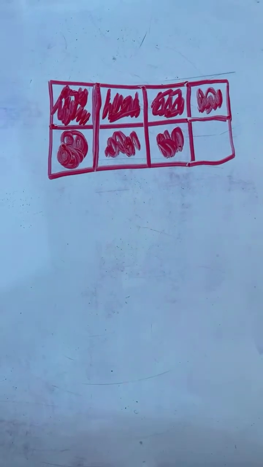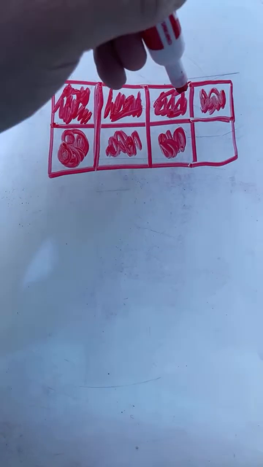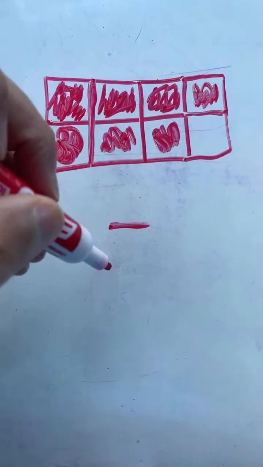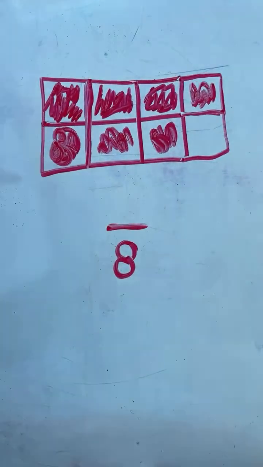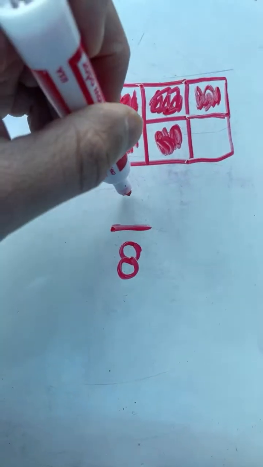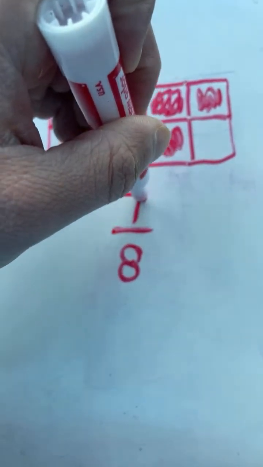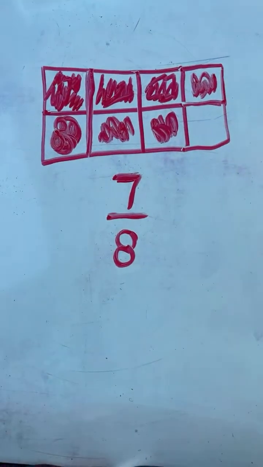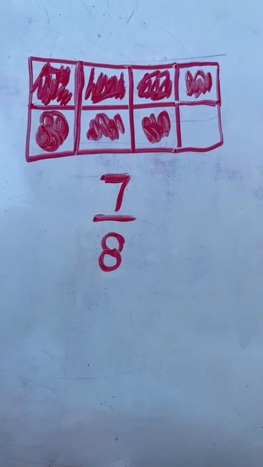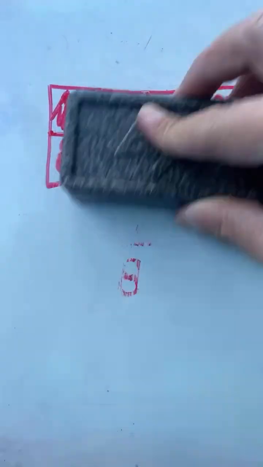So determining the fraction that this model represents. So we have 1, 2, 3, 4, 5, 6, 7, 8. So the denominator in this fraction model will be 8. How many boxes are shaded? 1, 2, 3, 4, 5, 6, 7. 7 of the 8 boxes are shaded, so this fraction model represents the fraction 7/8. Alright, gonna do a completely new model, new visual model with a new numerator and new denominators.